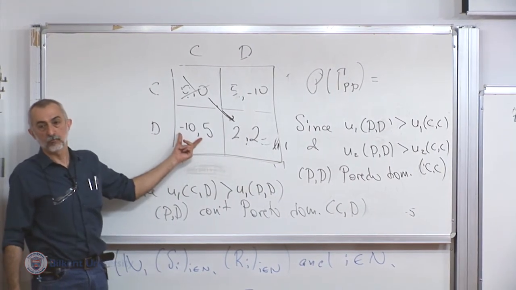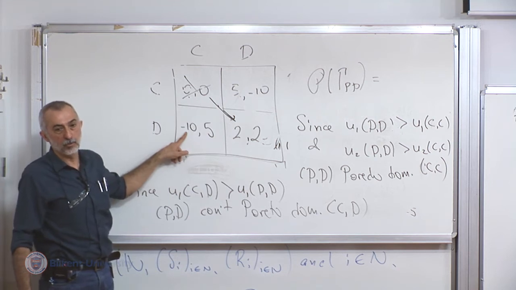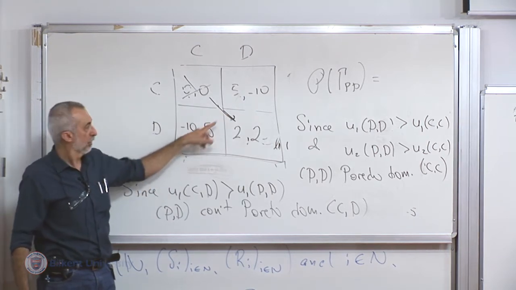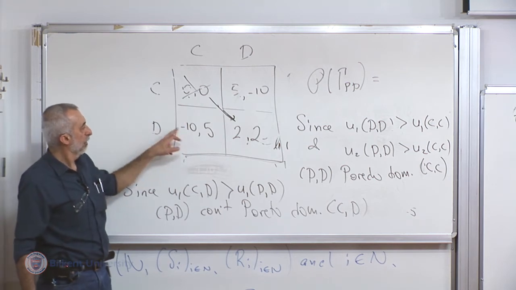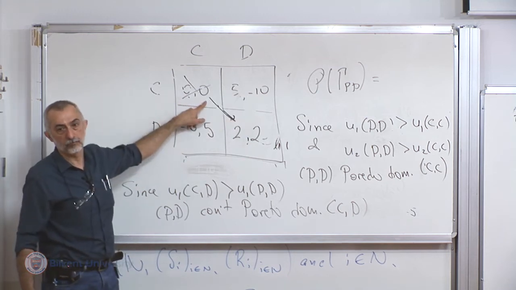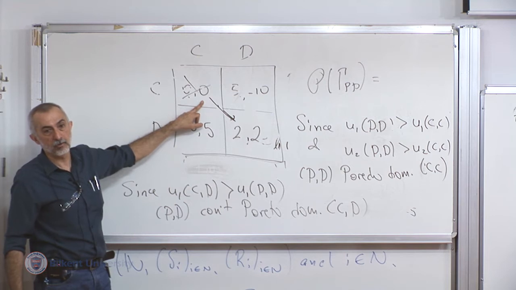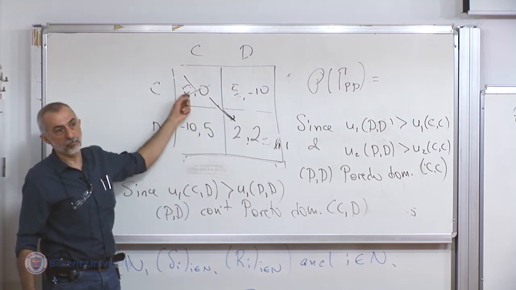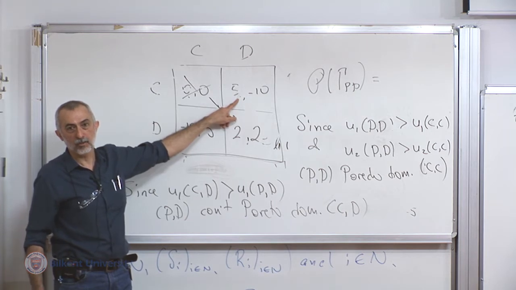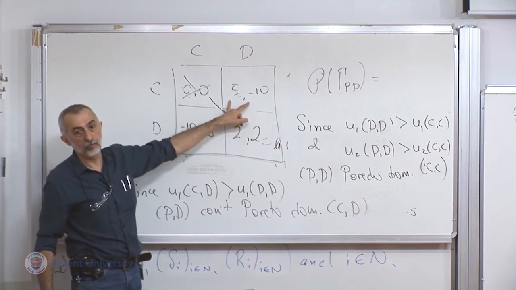Maybe DC does. Does it? No. Why? When we move from CD to DC, agent 1 becomes worse off. Even though agent 2 becomes better off, agent 1 becomes worse off. Because of that, DC cannot Pareto dominate CD. Well, maybe CC does. Does it? When we move from CD to CC, player 2 becomes better off, but again, player 1 becomes worse off. So CC cannot Pareto dominate CD. Well, then what happened? Nothing Pareto dominates CD, so it is Pareto efficient.